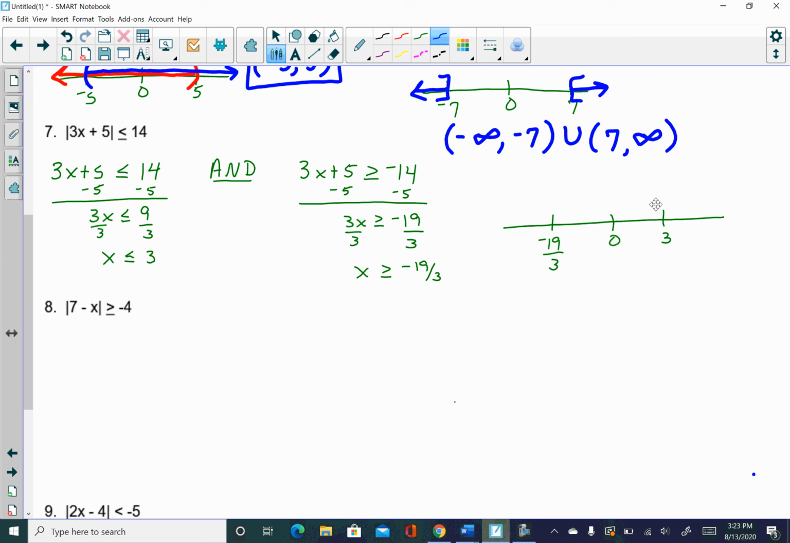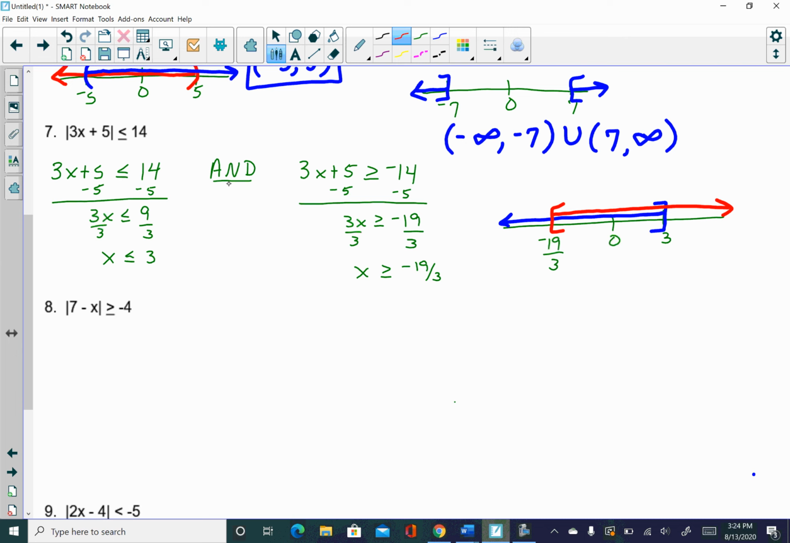It's pointing to the right, so I'm shading to the right. I'm sorry, it's pointing to the left. I'm saying it wrong, but writing it correctly. It's pointing to the left, so I'm shading to the left. 19/3 will also get a bracket, and it is pointing to the right, so I'm going to shade to the right.